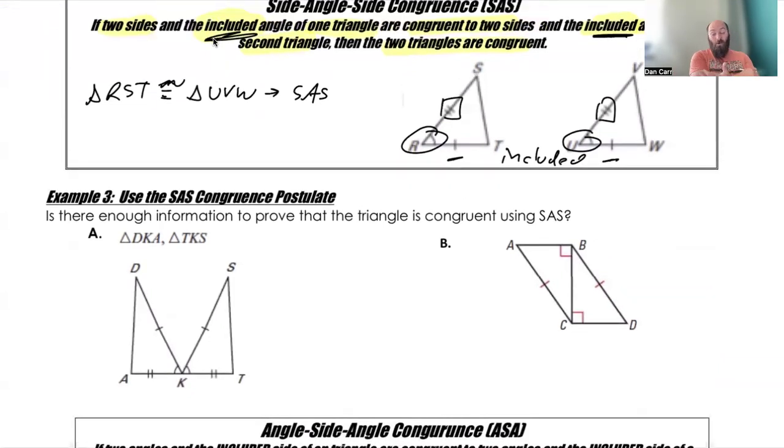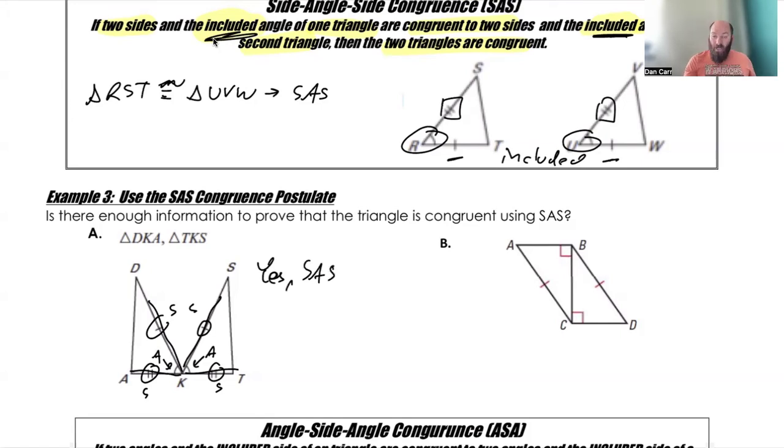This one is pretty straightforward. We have our angles here that they are included because of the way that the diagrams are drawn. Then we have a pair of sides here and a pair of sides here. So I'm going to label this with my SAS and look, is my angle between my two pairs of sides? Yes, they are. So yes, side angle side.